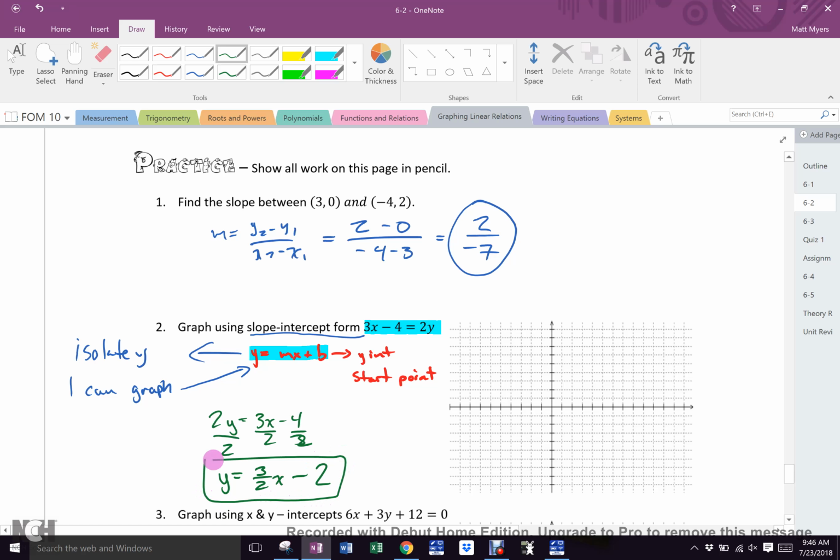Now, does that look like that? Yes. So I go to my starting point of negative 2, and I do a slope of 3 halves. Rise 1, 2, 3. Run 1, 2. Or I could go down 1, 2, 3 and run to the left 2. And there's my line. Any questions?